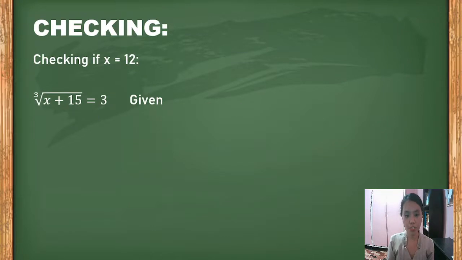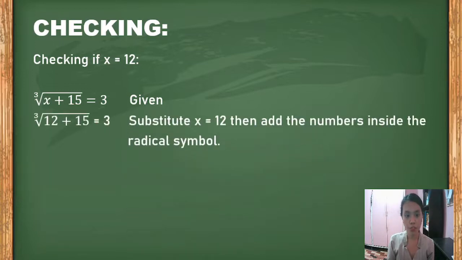So, proceed tayo sa checking. So, alamin natin tama ba yung sagot natin. So, substitute natin ang 12 sa ating given. So, we have now cube root of 12 plus 15 equals 3. Simplify natin ang values inside the radical symbol. So, we have now cube root of 27 equals 3.